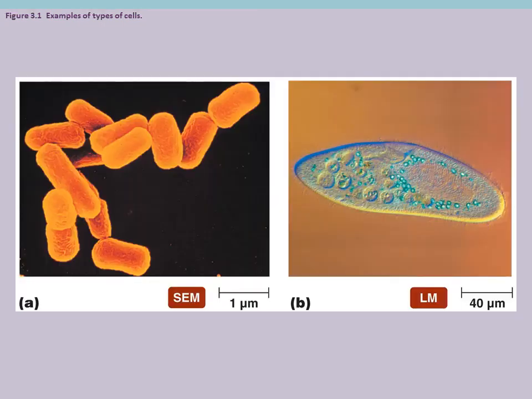Cells occur in all different shapes and sizes. Here are just a few examples of them. In the photograph marked A, this is from a scanning electron micrograph, and the size scale there is 1 micrometer. In microbiology, a micrometer we often refer to as a micron. But you can see there are these small little rods, numerous of them there. LM in figure B stands for light microscope, and you can see here now the scale is very different. It's 40 micrometers. So the cell in B is much, much larger than that in A.